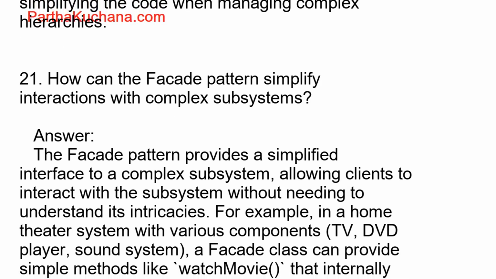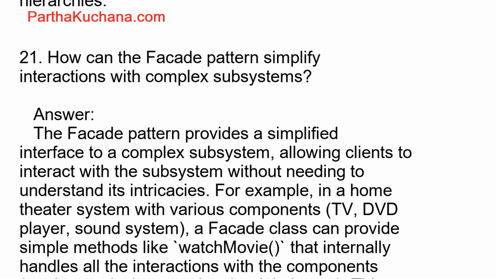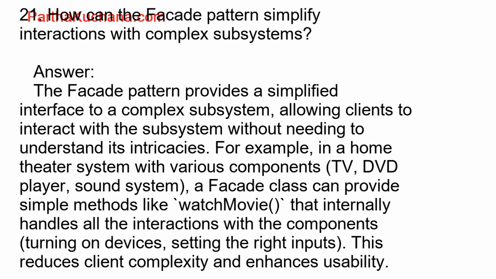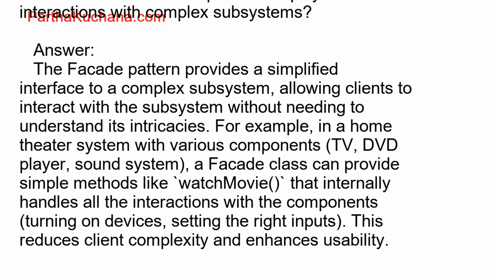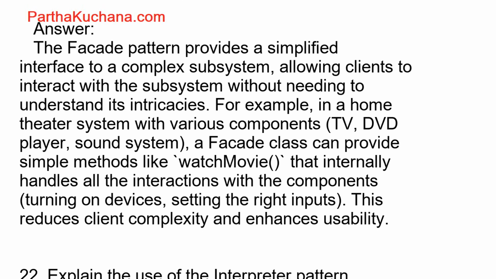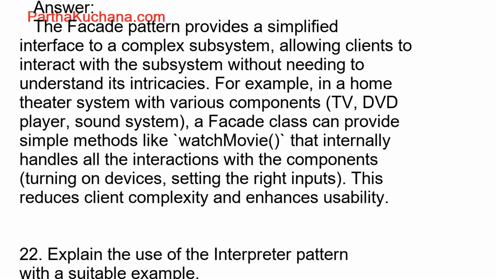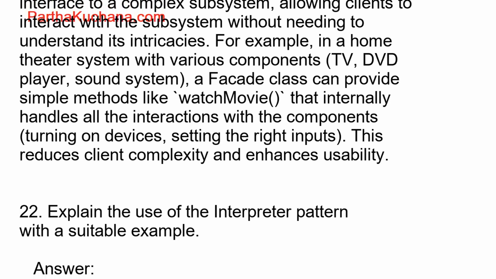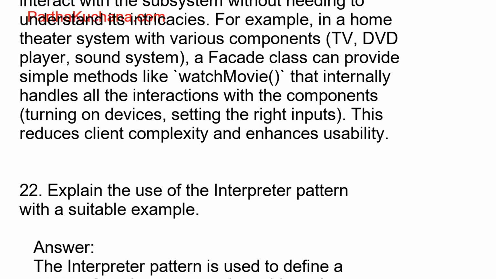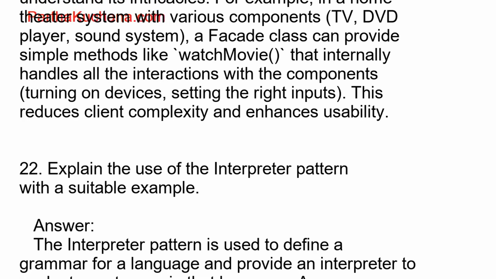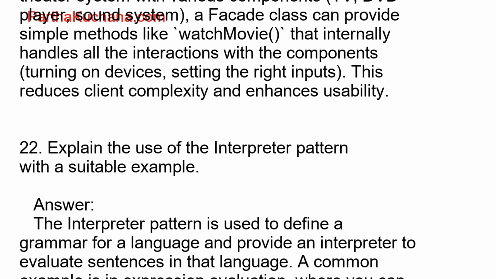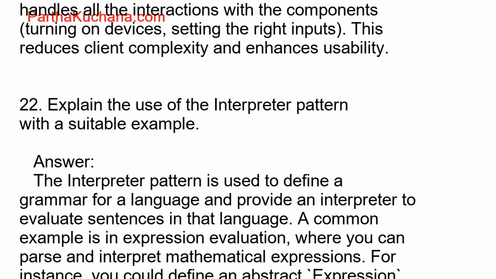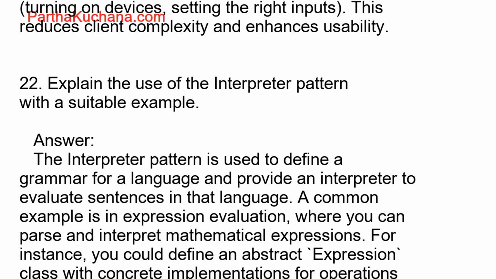22. Explain the use of the interpreter pattern with a suitable example. Answer. The interpreter pattern is used to define a grammar for a language and provide an interpreter to evaluate sentences in that language. A common example is expression evaluation, where you can parse and interpret mathematical expressions. For instance, you could define an abstract expression class with concrete implementations for operations like add, subtract, and number. The interpreter would evaluate these expressions based on the defined grammar, allowing dynamic parsing and computation of expressions at runtime.